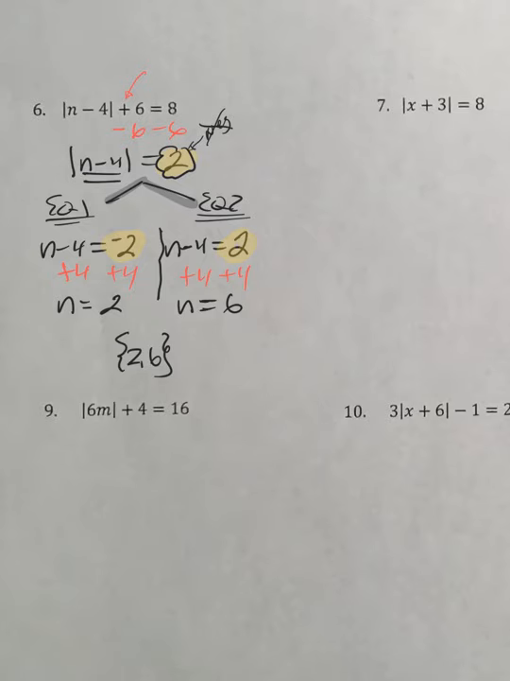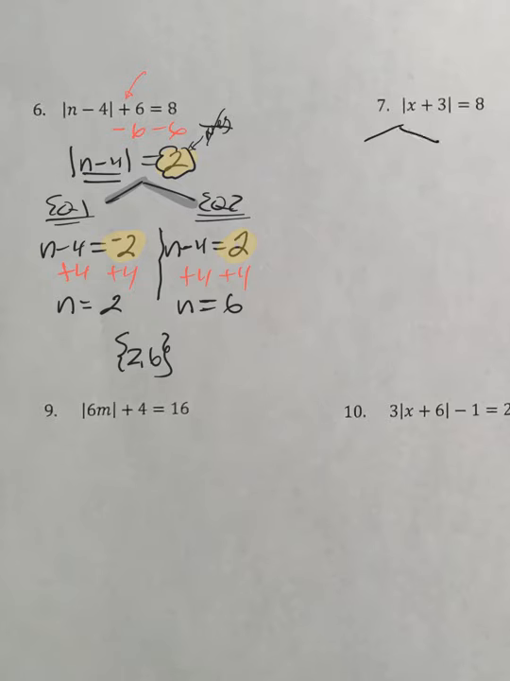So step 1 is to isolate. There's no operation on the outside of the absolute value, so it's already isolated. So you need to be able to recognize when a sentence is already isolated. So step 1 is already done. So now we can move on to checking to make sure we don't have a negative distance. Right? So we don't have a negative distance, and then step 3 is to write the correct number of equations.